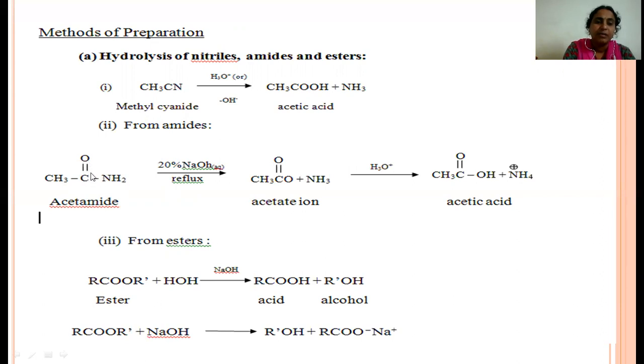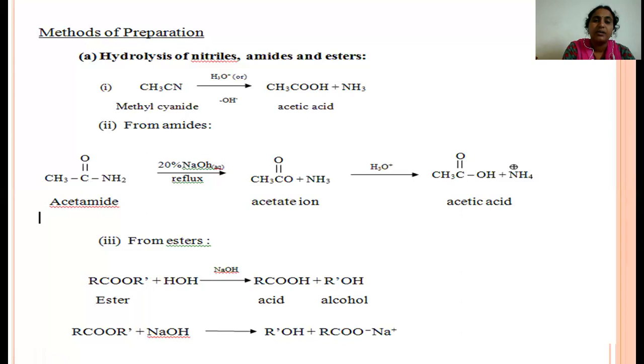So here this C=O NH2 bond undergoes cleavage. In the water, OH minus as well as H plus is present. So this bond undergoes cleavage and forms acetic acid as well as ammonia. Here in this reaction, it undergoes a nucleophilic addition reaction, because oxygen, being the more electronegative atom, takes the pi bonding electrons towards itself, then the carbon gets a positive charge.